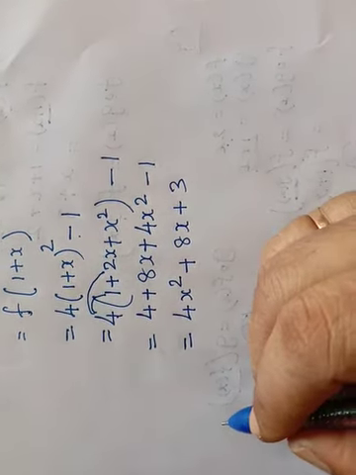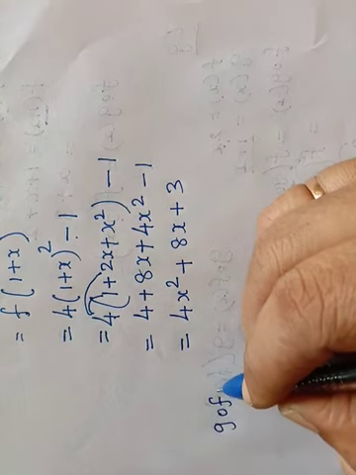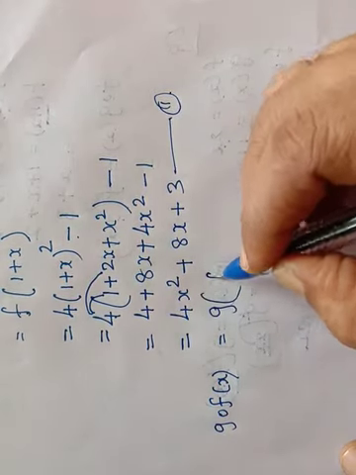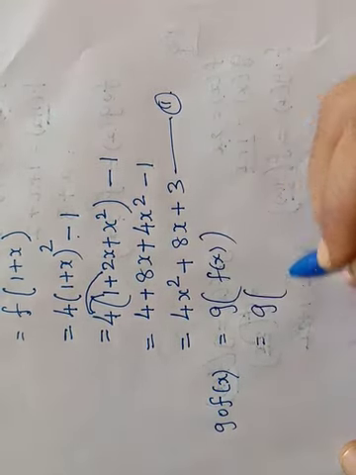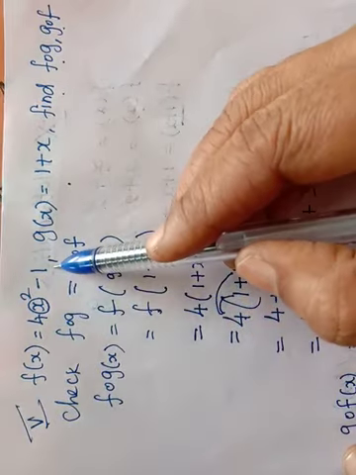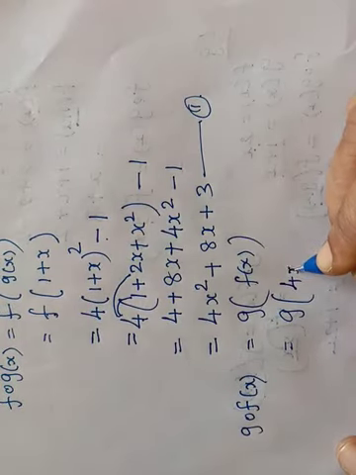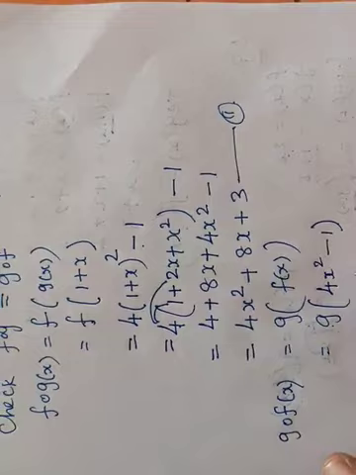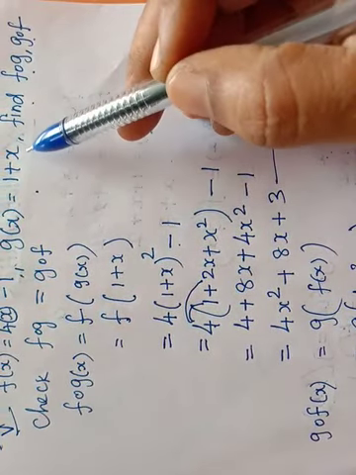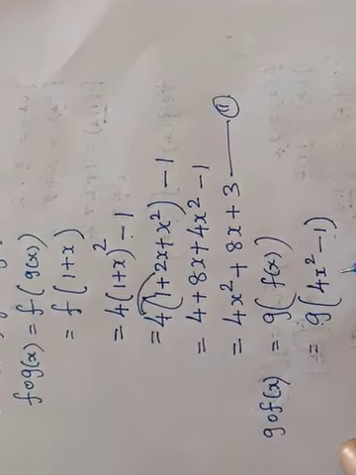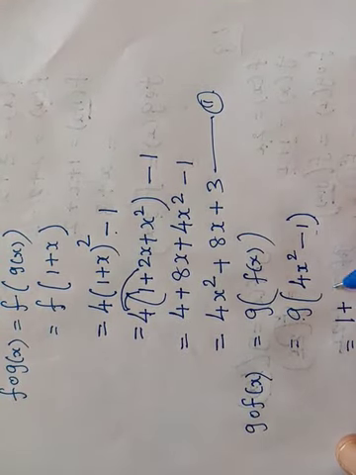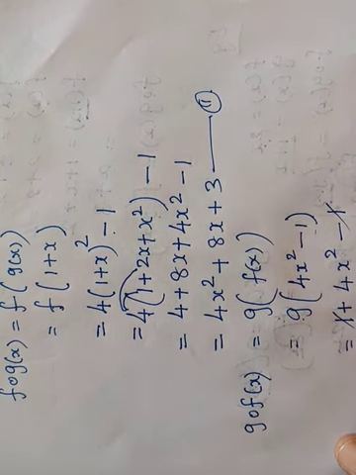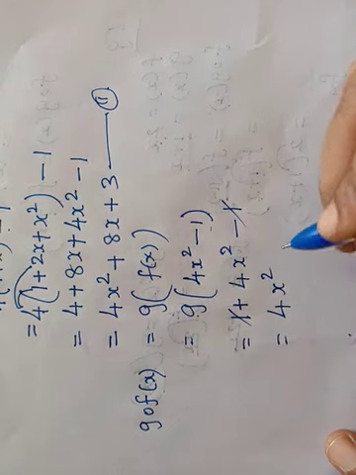Next one is g composite f. G composite f of x, this is your first one. G composite f, how can we write it? g of f of x. Here f of x is 4x squared minus 1, so I have to write 4x squared minus 1. This you want to substitute in the g function. The g function is 1 plus x, given to you. Instead of the x you want to substitute this one. So 1 plus 4x squared minus 1. Plus 1 minus 1 cancel. You are getting 4x squared. This is your second.